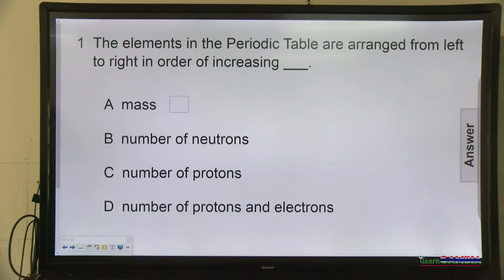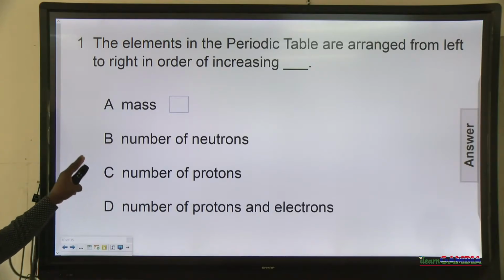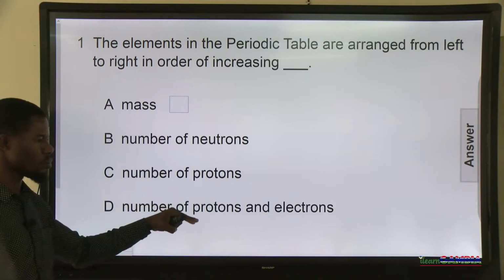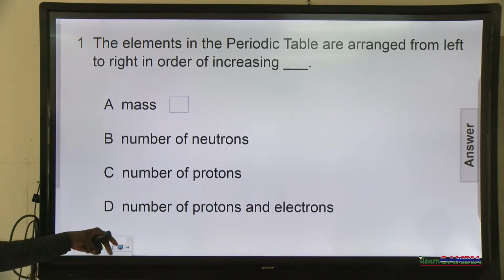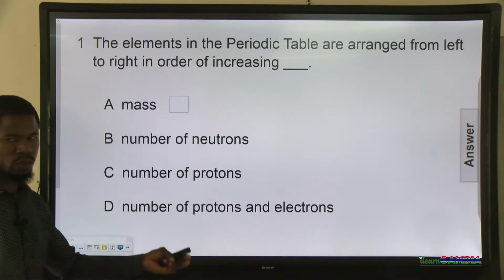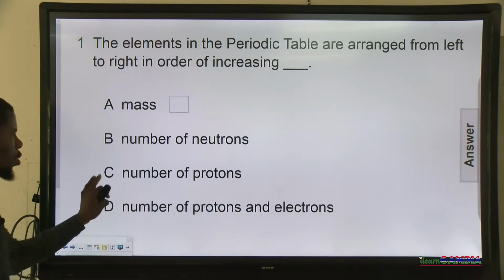No. In our previous lesson, in fact, we determined that because of the variance or difference in number of neutrons, that is what causes elements or atoms to have different mass numbers. So therefore, option B here is not correct. Number of protons.